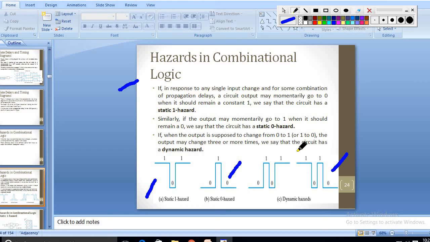Okay guys, these hazards in combinational logic we'll see in the next class.